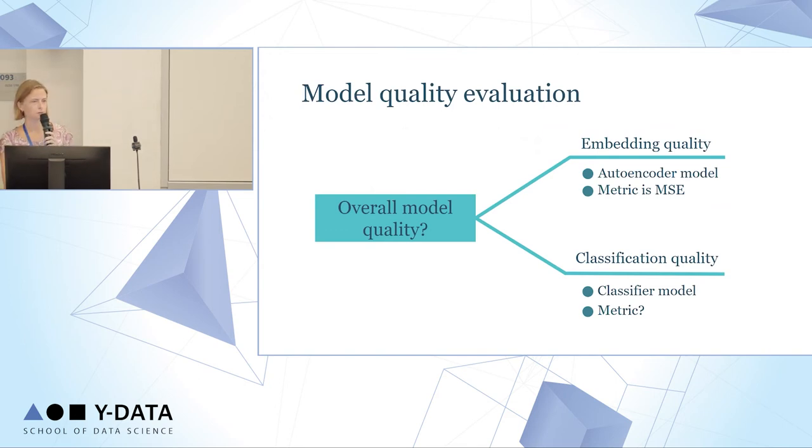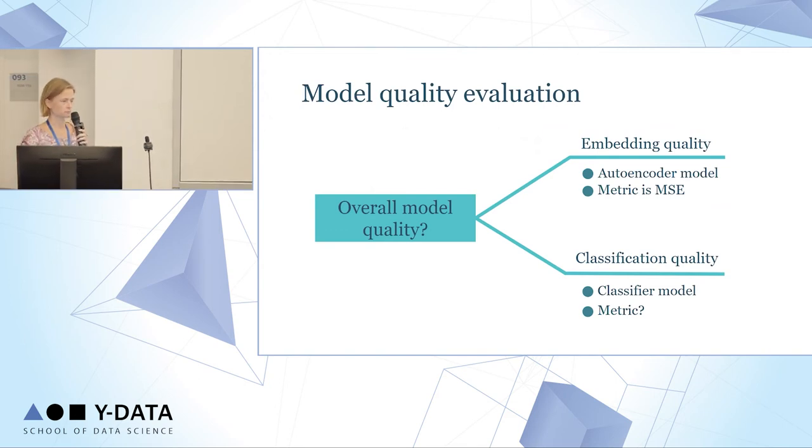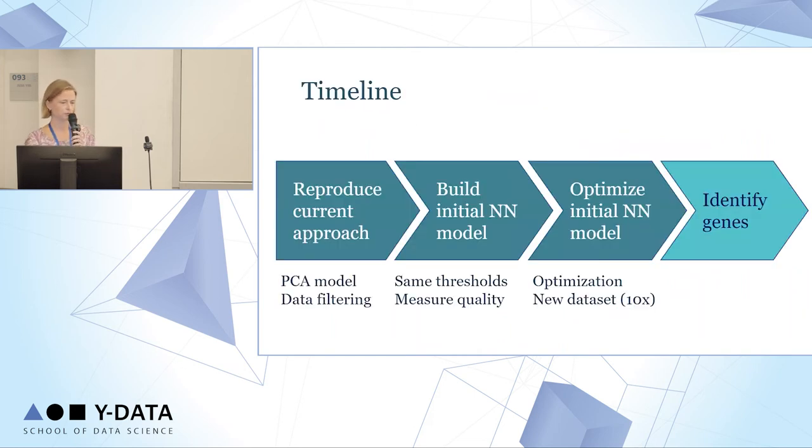At the beginning, the Compugen team suggested that they would evaluate all the results manually. But that wouldn't be a very effective way to work, right? We had to have some number that would tell us about the quality of this classification. And thanks to our mentor, we found a way. We called it KNN leave-one-out, and I will explain it a bit later. So we started by reproducing the current approach, then we built our first initial model, then we optimized it, and then we searched for the co-expressed genes.